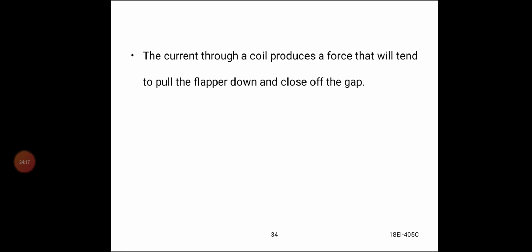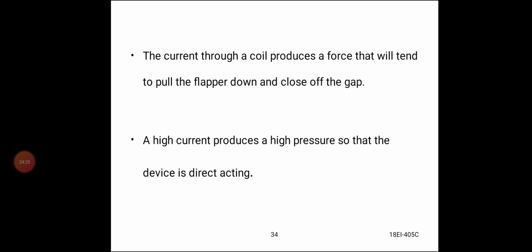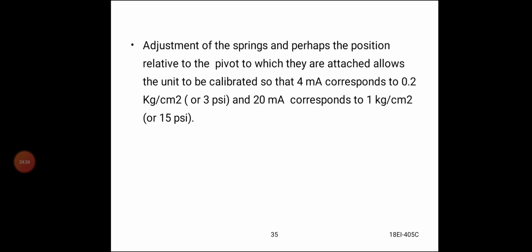Current through a coil produces a force that will tend to pull the flapper down and close up the gap. A high current produces a high pressure, so the device is direct acting. Adjustment of the springs, and perhaps the position related to the pivot to which they are attracted, allows the unit to be calibrated so that 4 milliamps corresponds to 0.2 kg per centimeter square or 3 psi, and 20 milliamps corresponds to 1 kg per centimeter square or 15 psi.